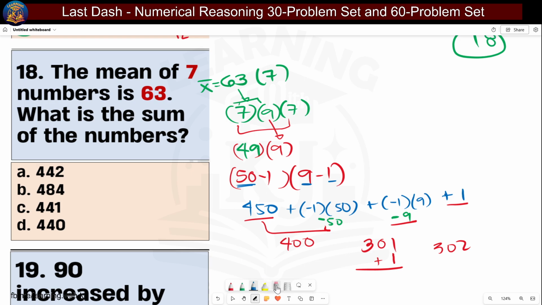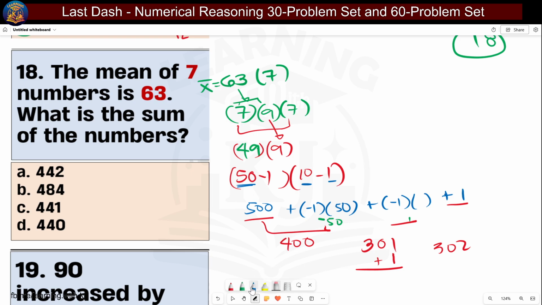Sandali. Hindi dapat yan 9. This is supposedly 10. Okay, pasensya na. Kasi, 9 minus 1, it is 8. Hindi na yan siya 9. So, 10 minus 1. So, dito ako nagkamali. So, instead of 450, this will be 500. I admit my mistakes. Minsan nami-mislook ko. So, 500, instead of 9, this will be 10. Mas madali siyang i-add.